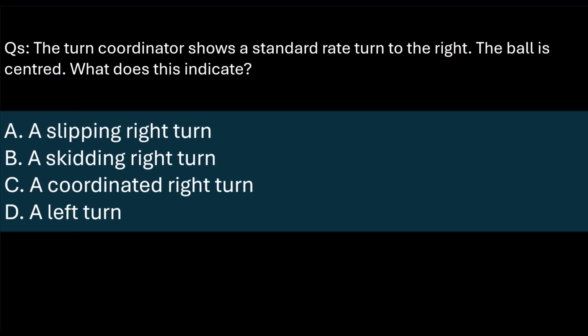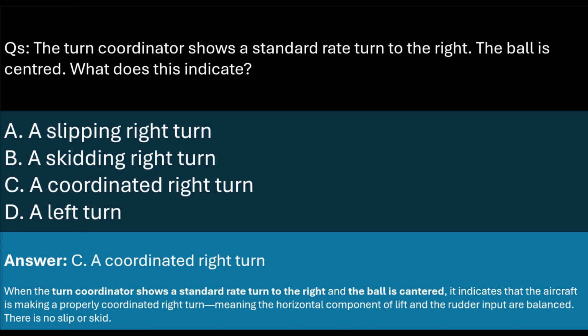So here you can see the turn coordinator shows a standard rate of turn to the right, so it means the aircraft is moving in a right turn. The ball is centered. What does it indicate? So I think it's option C, a coordinated right turn. Here you can see the given explanation.